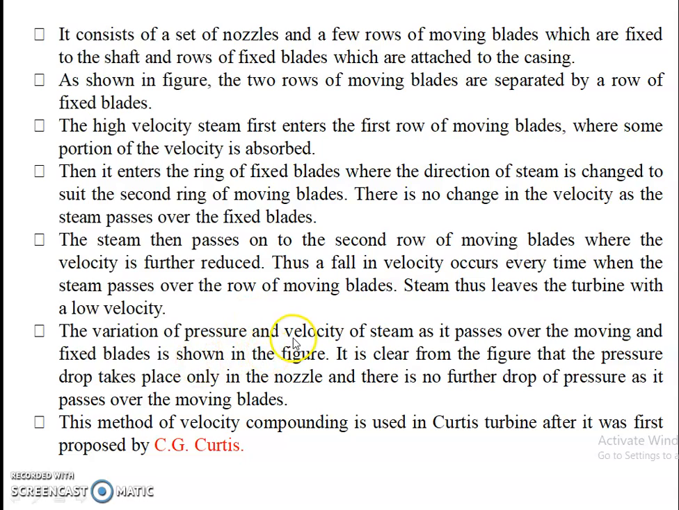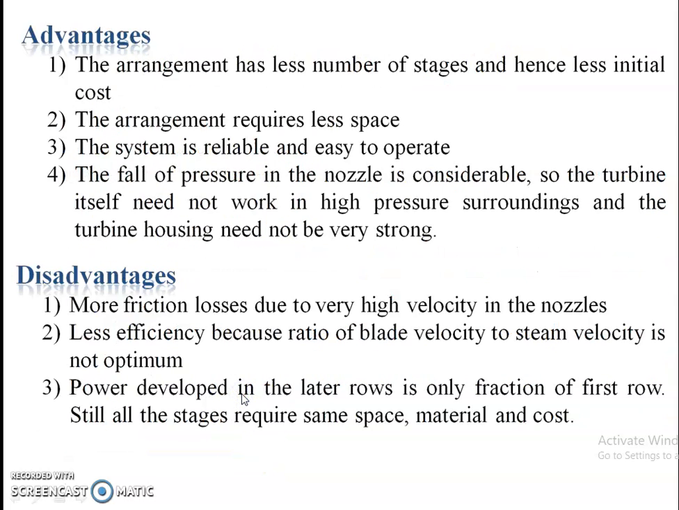The variation of the pressure and velocity of the steam as it passes over the moving and fixed blades is shown in the figure. It is clear from the figure that the pressure drop takes place only in the nozzle section, and there is no further drop in pressure as it passes over the moving blades. As I already told you, pressure drop occurs only in the nozzle section. This method of velocity compounding is used in the Curtis turbine, first proposed by C.G. Curtis. In the next slide we discuss the advantages of velocity compounding.